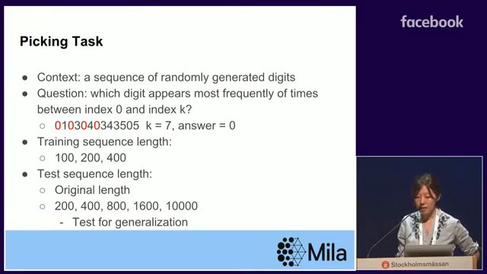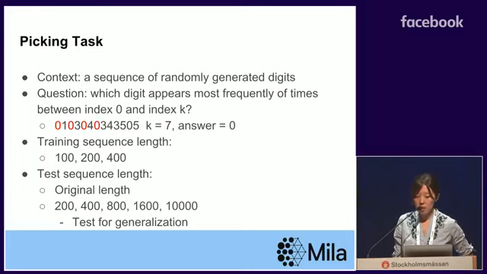So the picking task is a question answering task consisting of digits. The passage is a sequence of randomly generated digits. The question is, which digit is the one that appeared most frequently between index 0 and index k? So here is an example. In this example, this is a randomly generated sequence, and k is 7. So I'm saying for the first 7 digits, what is the digit that appeared most frequently? In this case, the answer is 0.